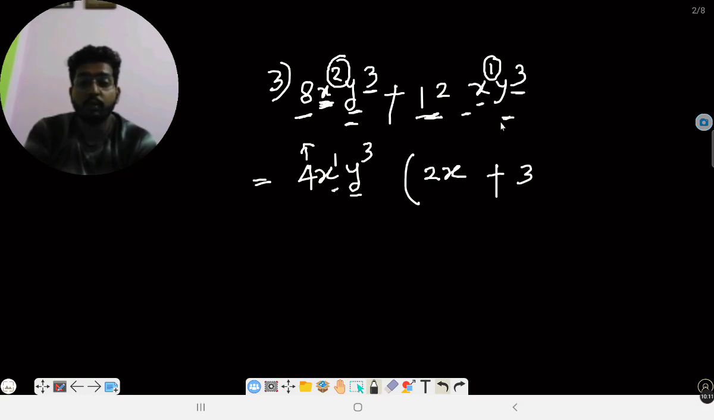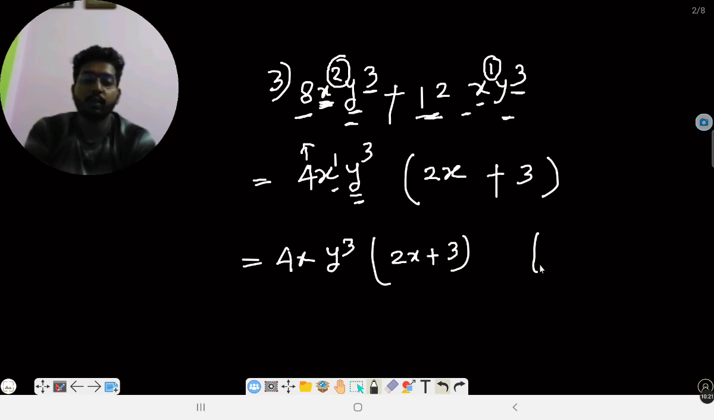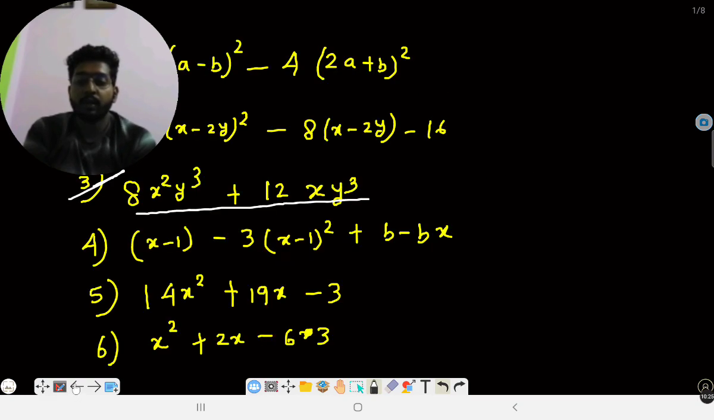Y cube, 3y is there. I have taken 3y. That means done. So that will be the answer: 4xy cube, and it will be 2x plus 3. So that is the factorization answer. So question number 3 done. Now question number 4. Move to question number 4.